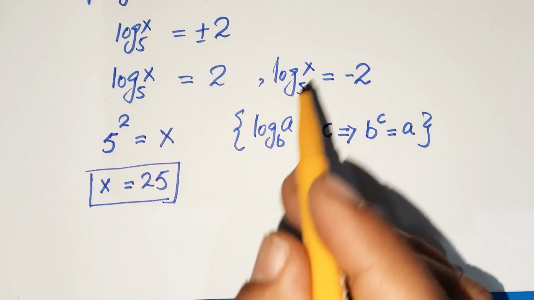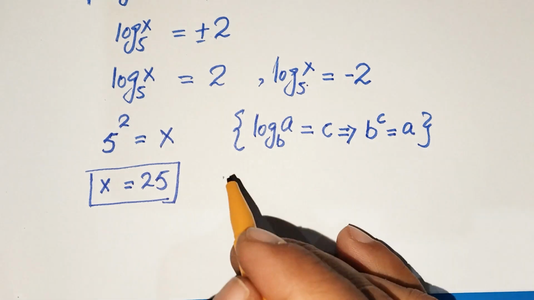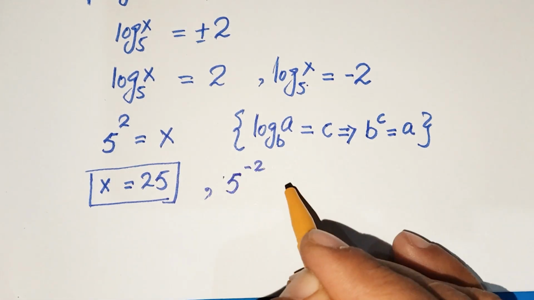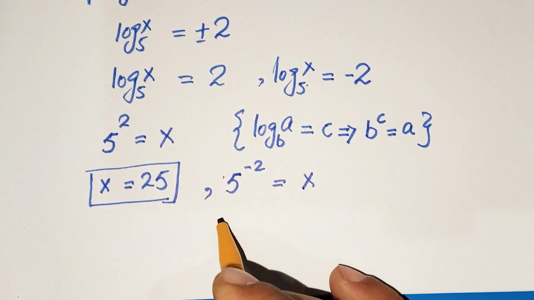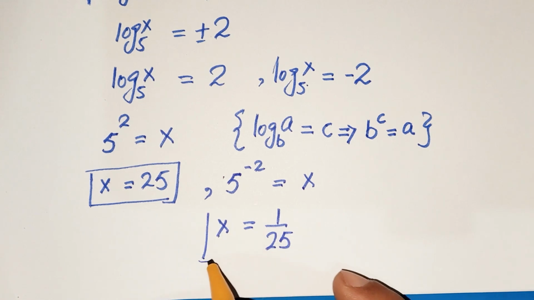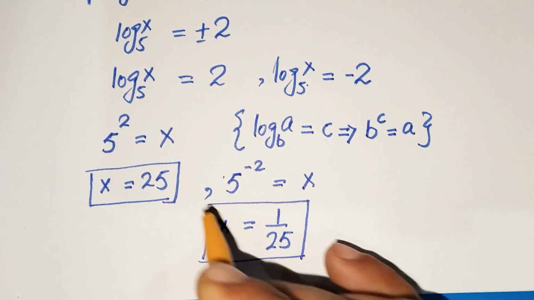Similarly, we are going to solve this one, and it will be using the same law, then we get 5 raised to the power minus 2, which is equal to x, and x is equal to 1 over 25. So it is our other value of x.